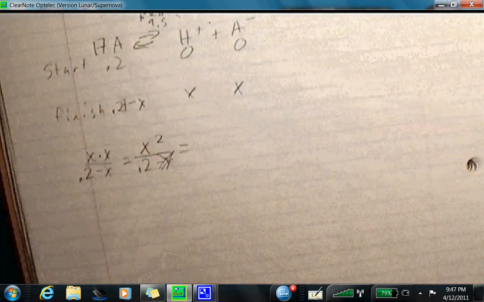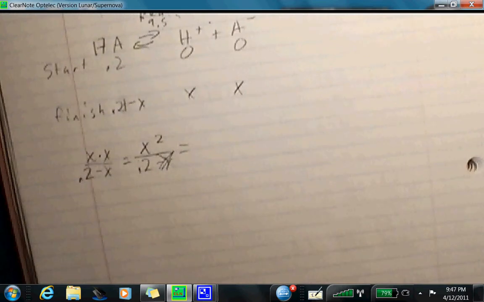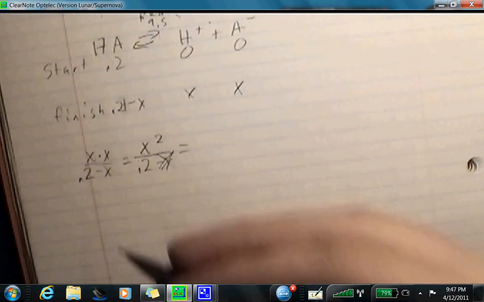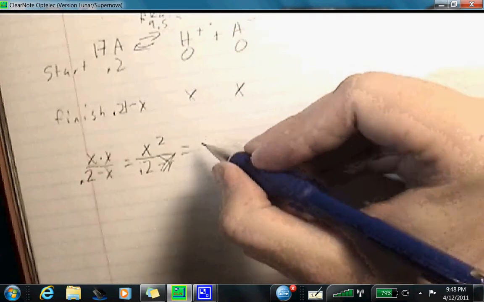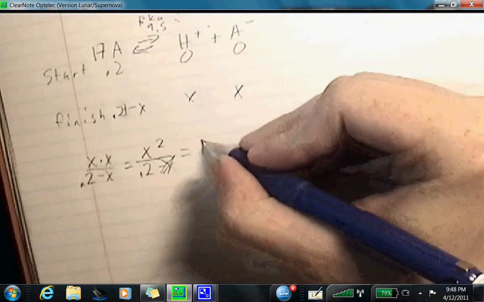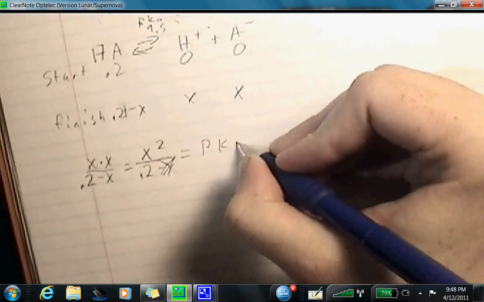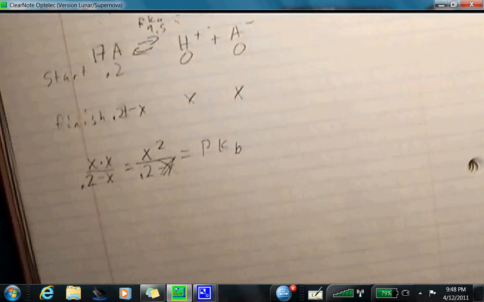And if you want to see some sort of example of this, what you'd have to do is multiply whatever we're solving for. This time we're going to solve for pKb. We're solving for pKb as a personal preference.